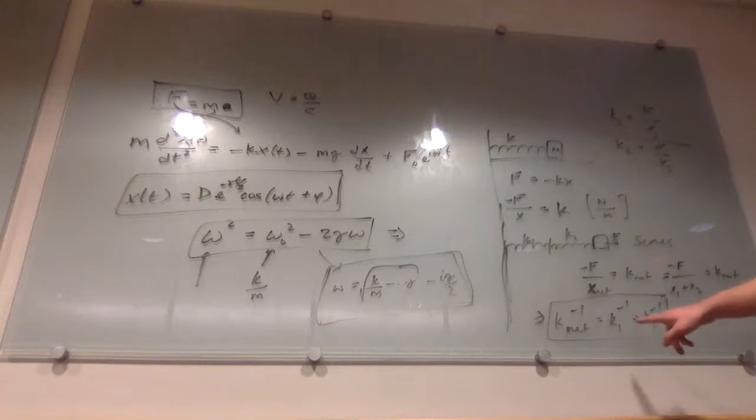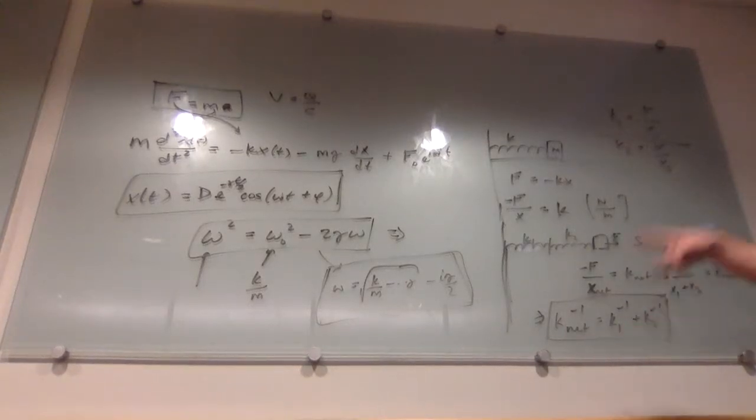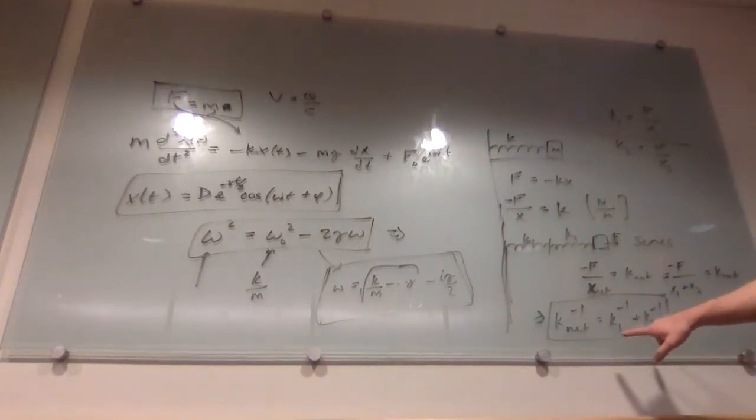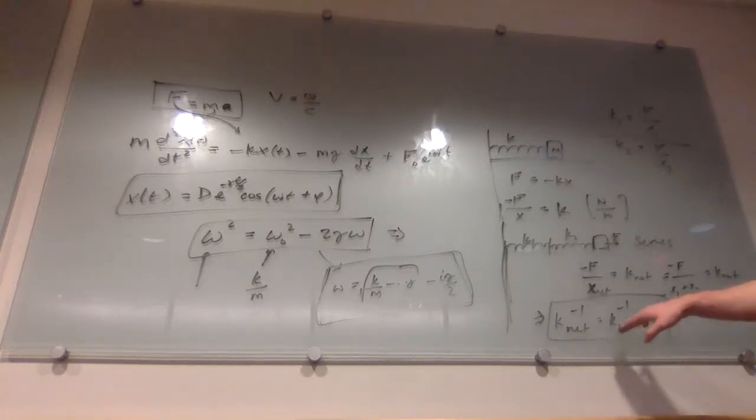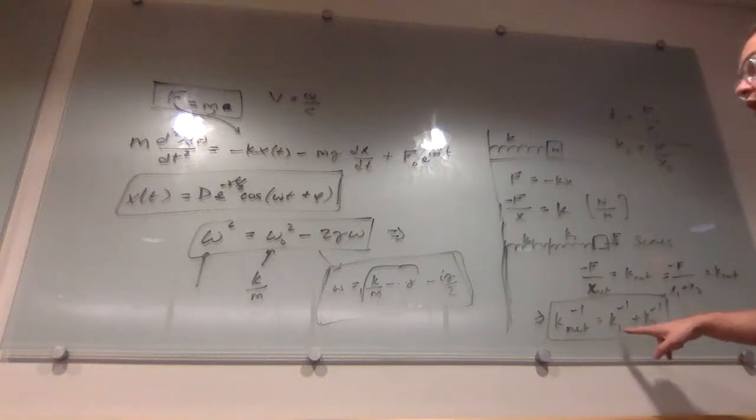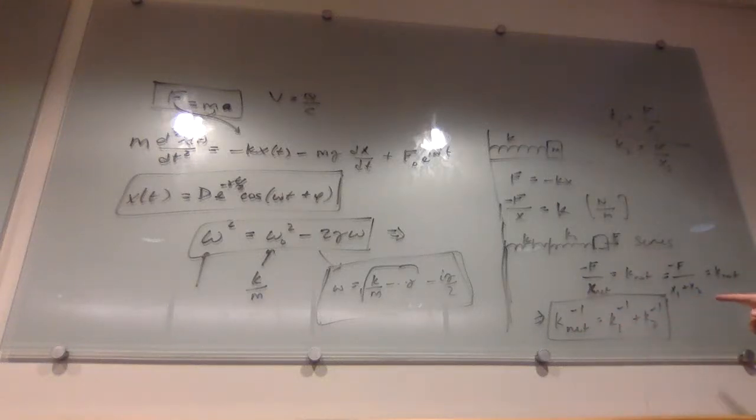So this is just like in electronics, where resistors in parallel add like this. The equivalent resistance from two resistors in parallel looks like this. Also two capacitors in series. Now I'm getting confused. I don't think that's right.